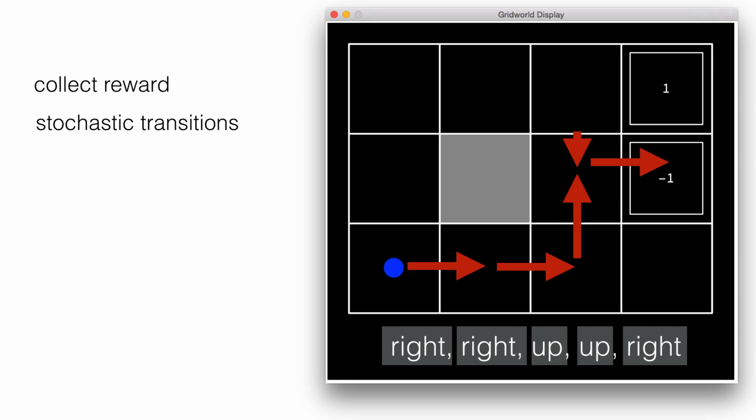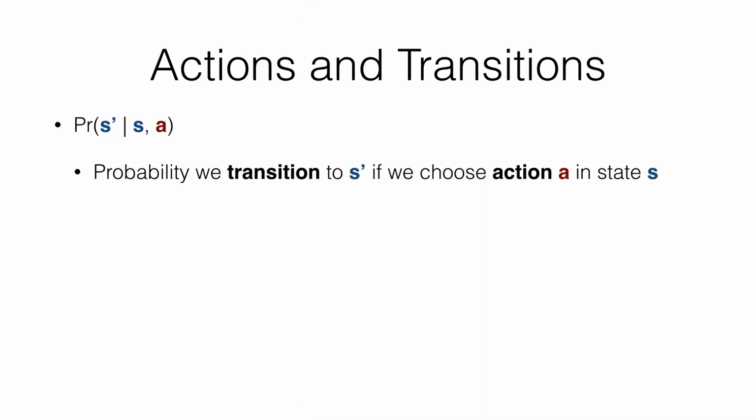to want to represent these things formally. So how do we do that? We have a probability distribution over what state we end up in given the current state that we're in and the action that we choose. Okay, so think about it this way.